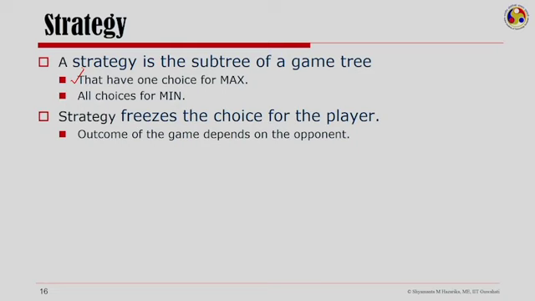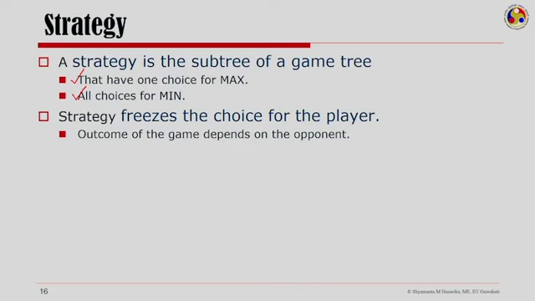So now let us understand what we mean by strategy of playing a game. Given the game tree, the strategy is a subtree, but which subtree are we talking about? We are talking about the subtree where max has only one choice, but for min I must explore all choices. So a strategy is a subtree of a game tree that has one choice for max and all choices for min.